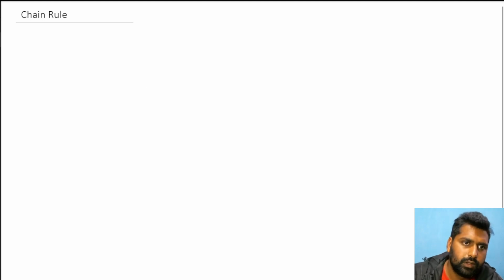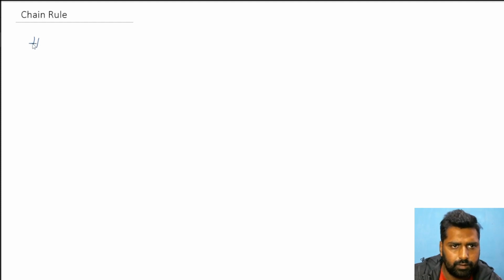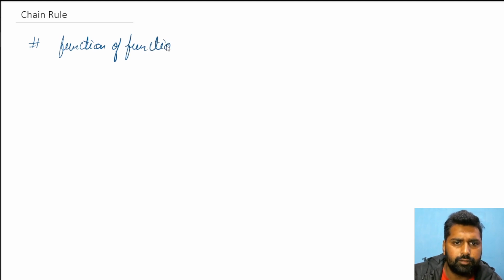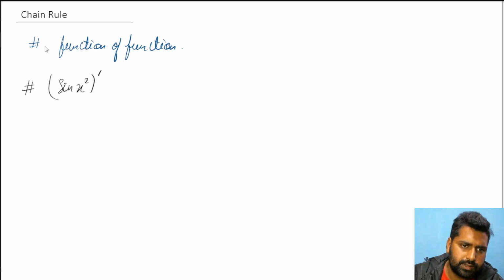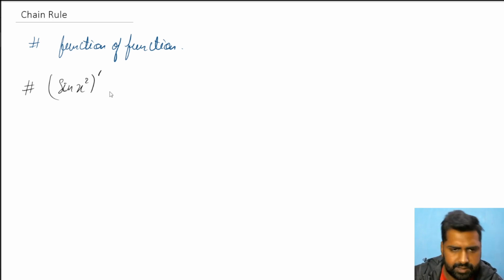Okay. So basically, when do we apply a chain rule? Suppose you have a function of a function, or a function inside a function. Let's take one simple example. You have to differentiate sin x square. Now how do we do this? Basically, we'll show some steps first of all, and then we'll come to the direct conclusion of it.